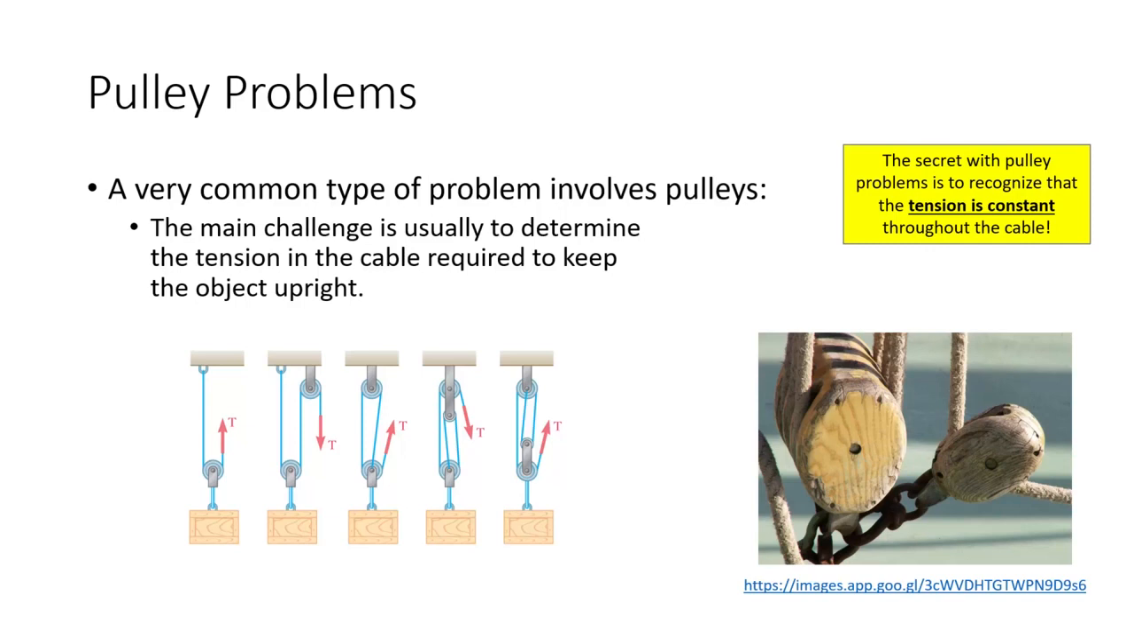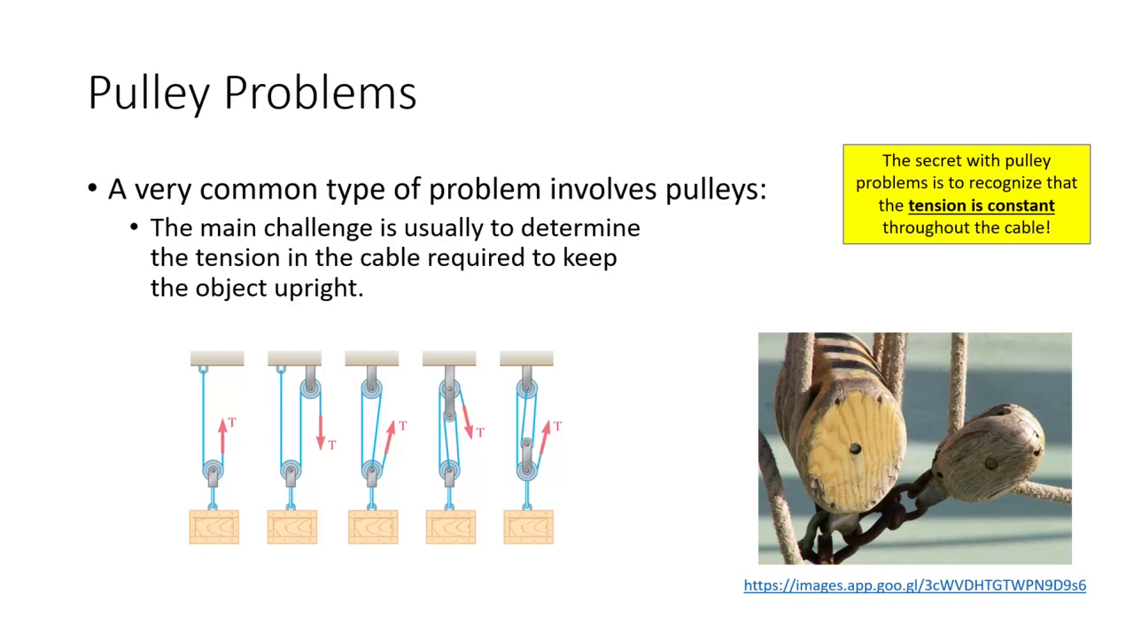Okay. Now, the secret with pulley problems is to recognize that the tension is constant throughout the entirety of the cable. So, for example, if I'm looking at this really odd one over here on the right, at any point in the cable, from here all the way down, the tension in the cable is taken as T. So if T is, let's say in this problem, 100 pounds, T is 100 pounds everywhere along the length of the cable. But the question is, how exactly do I determine what T is?